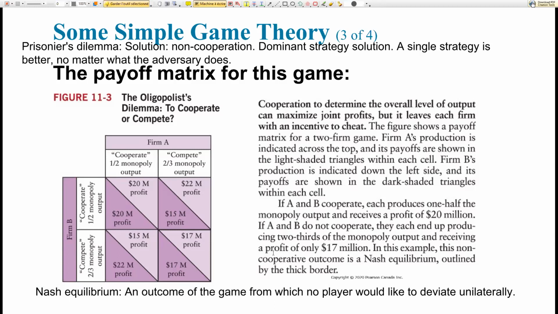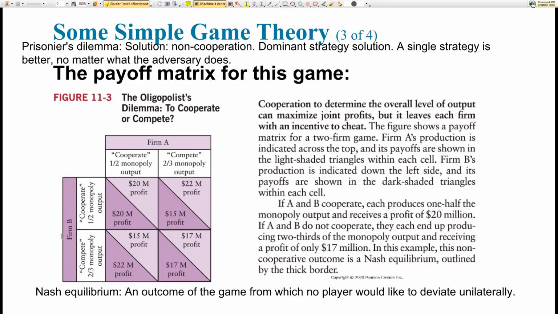Well, they say it here. It's 17 million. So we already know that this is the dominant strategy solution. So that's for sure they're going to play here. But still, it's also a Nash equilibrium. Why? Because if you look at here and you ask yourself, I'm firm A, I know that firm B is choosing to compete. Should I cooperate? If I do, rather than 17 million, I get 15. Oh, I'm not going to do it. I'm happy here. So I'm not going to change on my own.